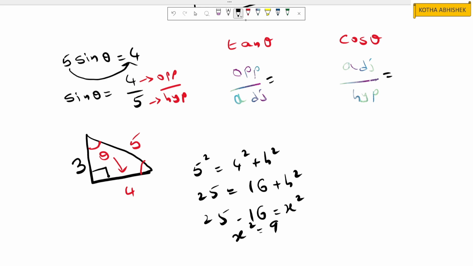For tan, hypotenuse won't be there at all. So now tan theta, opposite by adjacent, right? So for this theta, opposite is 4. So 4 divided by adjacent is 3 units. So 3 it is. Next, cos theta, adjacent by hypotenuse. Adjacent is 3 units divided by hypotenuse is 5 units. So the values of tan theta and cos theta are 4 by 3 and 3 by 5 respectively.